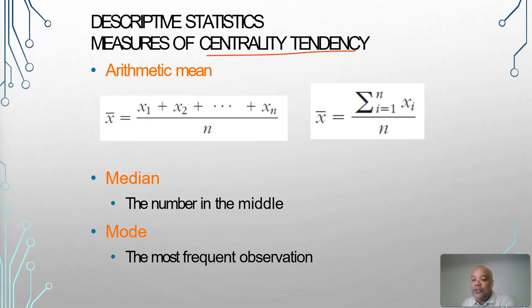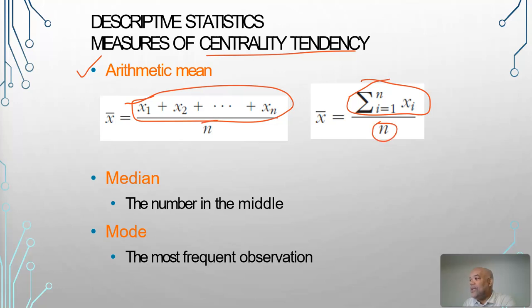There are three main measures. There's the mean, and the mean is the average. It's calculated by adding all of the values, the sum of all of the values, and dividing that by the number of observations. That's going to give you your average. However, the problem with the mean is that it can be influenced by outliers, and that's a problem.